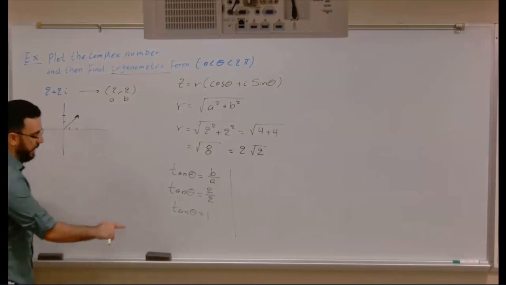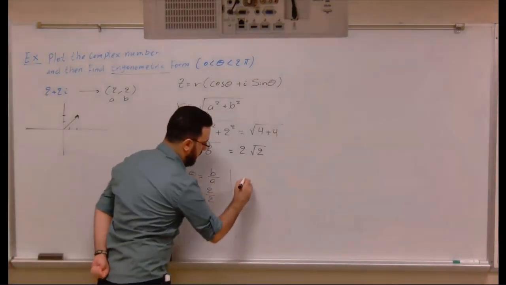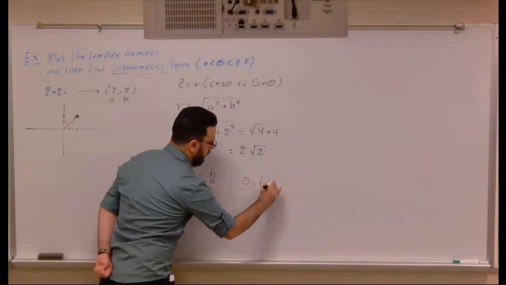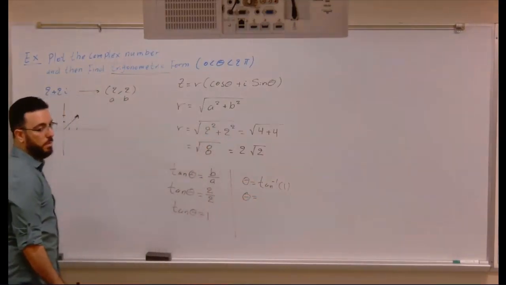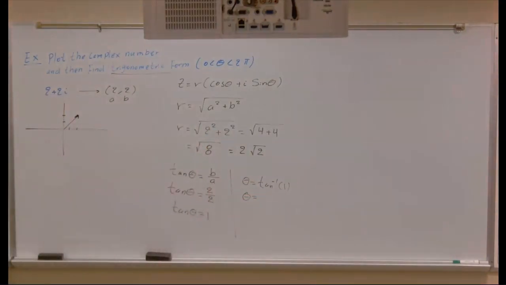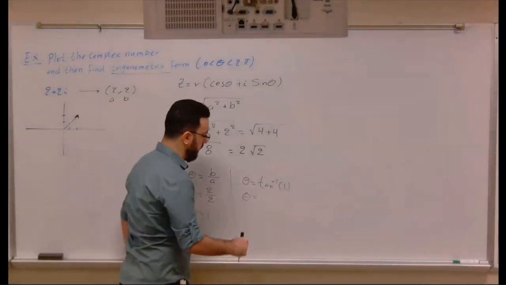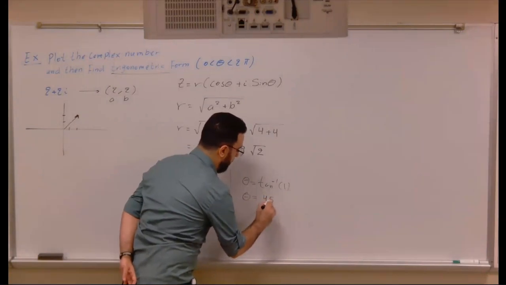Or you can say, okay, I'm going to do the same thing here. I'm going to say theta equal tangent inverse of 1. Theta is going to be equal to, you want to go back to the circle and check which angle has a tangent equal 1. If you want to use the calculator, you can say tangent inverse of 1. So the angle is going to be 45.